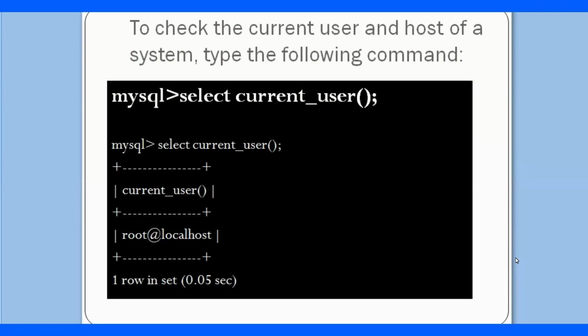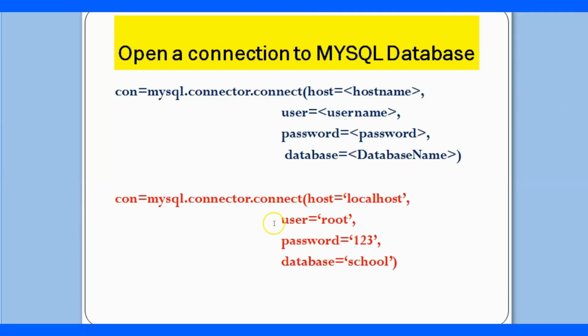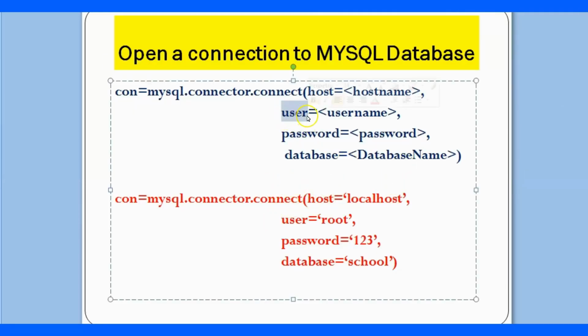Okay, so let us move on to the next slide. To check the current user and host of a system, type the following command. So what is the current username and the host? In the previous video I told you the current username is root and the current host name is localhost. This is the default.